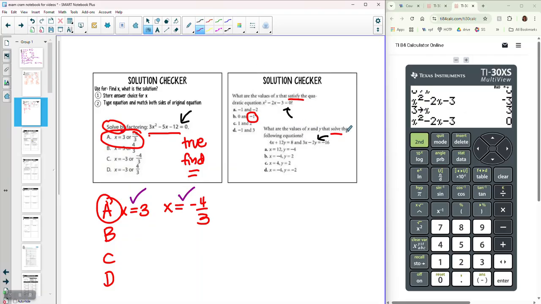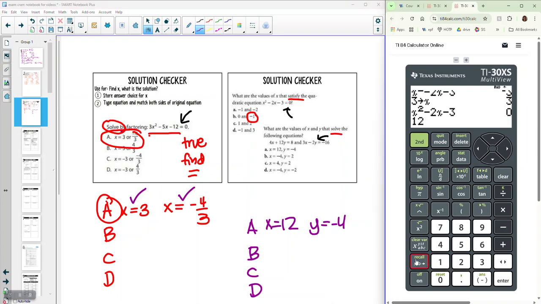So what are the values of x and y that solve the following equations? Now they're giving us for A, B, C, and D a value that I should plug in for x. So x equals 12 and y equals -4. And I've got two equations to plug in. So I'm going to start with 12 store for x, enter, and -4 store for y, enter. I've got those two values stored.